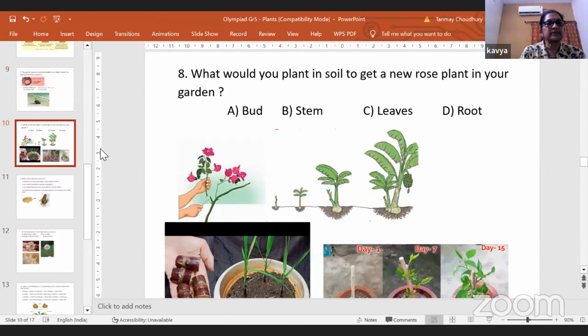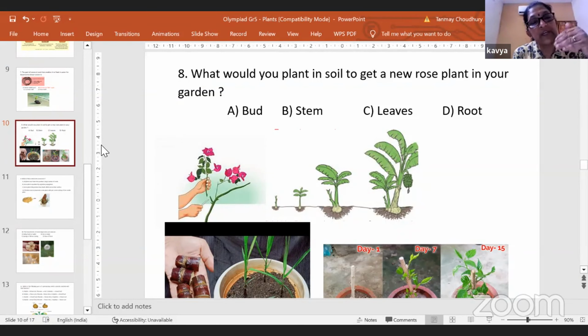Next. Okay. Now we did the parts of the seed, the types of seed, dispersal of seed, germination of seed. Okay. Everything by seed. Because in a plant, there are two parts. One is the vegetative part and one is the reproductive part. Reproduction. Reproduction is the process in which any living organism gives rise to another living organism of its own kind.